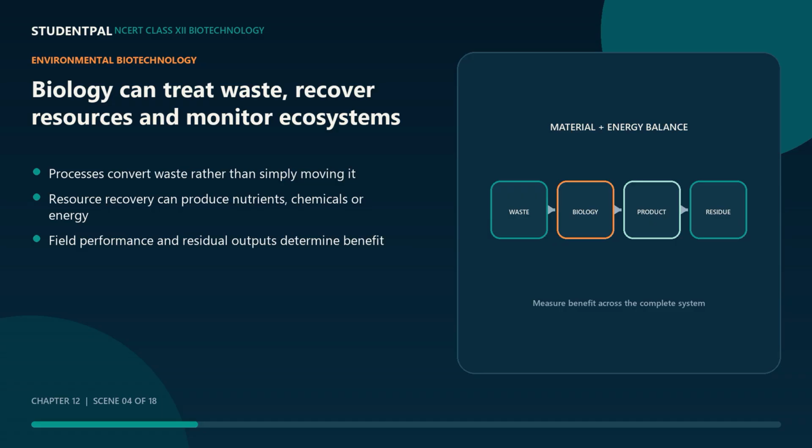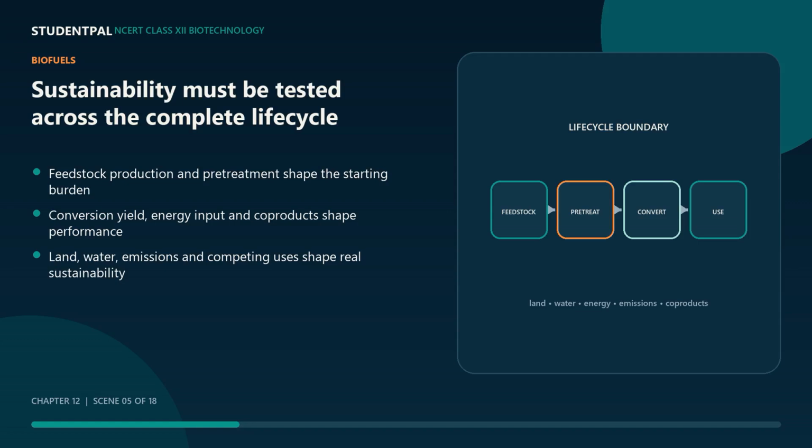Biofuels are energy carriers produced from biomass or biological conversion. Examples include ethanol from fermentable sugars, biodiesel from lipids, and methane-rich biogas from anaerobic digestion. The conversion pathway alone cannot establish sustainability. Begin with the feedstock: how it was grown or collected, whether it competes with food, and how much land, water, fertilizer, and transport it requires.